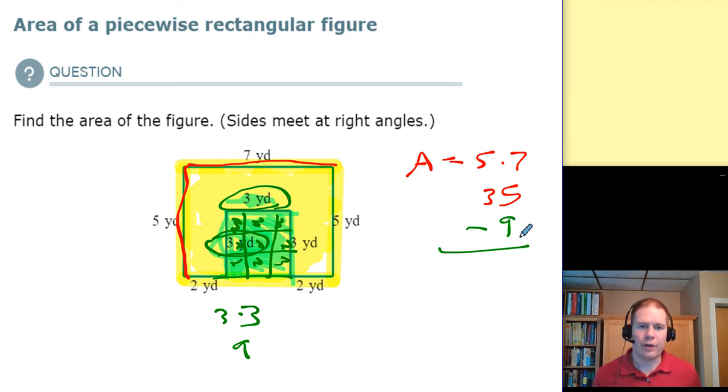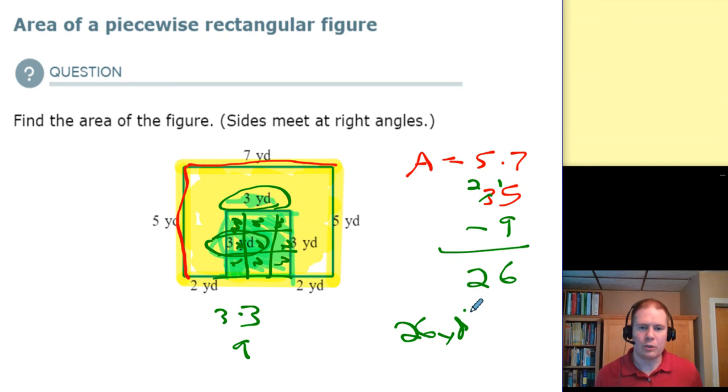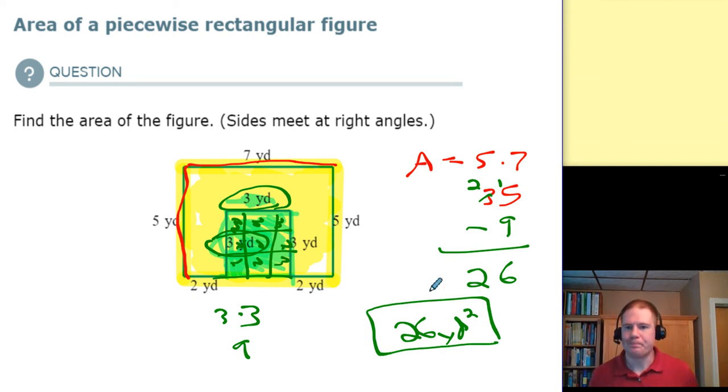So 35 minus 9, borrow from the 3. 15 minus 9 is 6, and then the 2 is there. Or you could say 35 minus 10 is 25, but that's one less than 10, so this is one more than 25. We are still getting 26 square yards, whichever way we do it.